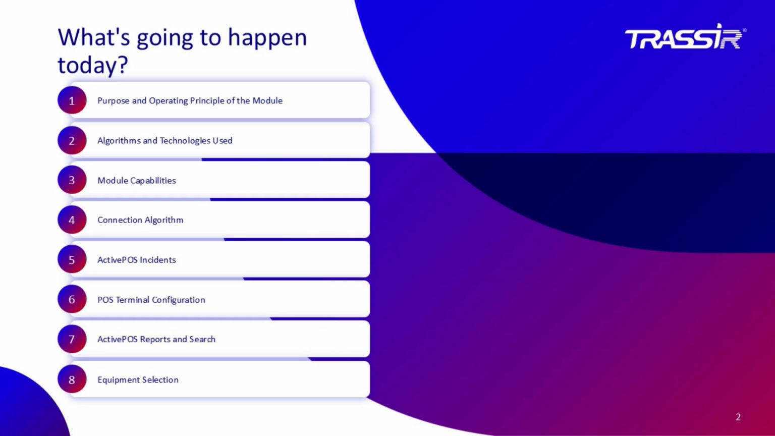Today, we will talk about the module for monitoring cash transactions. Let's talk about its purpose and the principle of operation. Let's look at the algorithms and technologies used in this module. Let's talk about the module's capabilities, as well as the connection algorithm. What types of incidents are there in ActivePOS, and how are the cash terminals configured? Let's look at the reports and their search, as well as what hardware can be used for this module.